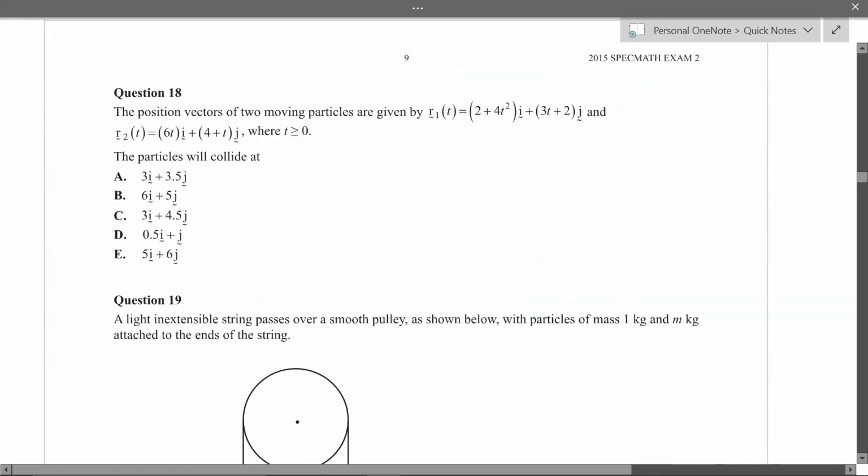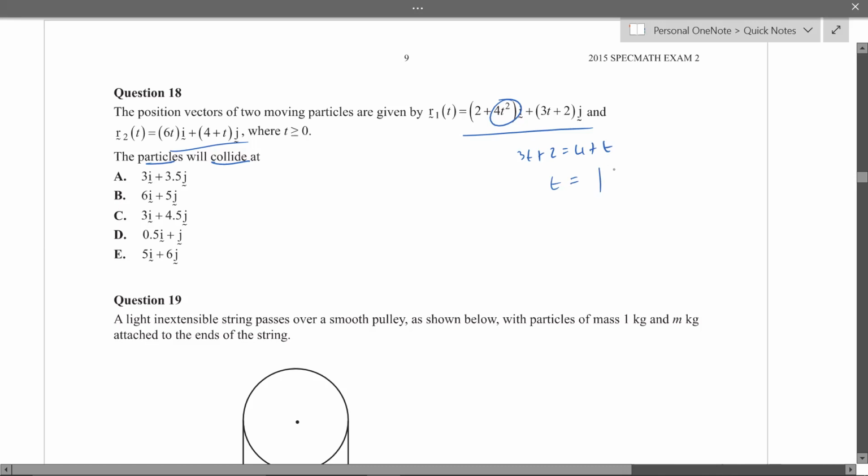So position vectors given, particles will collide. The thing with this question is you check if it says the particles will collide or if the paths will collide. If the particles will collide, you can just equate either component. The easiest component to equate would be the j component, because it's like a squared. So 3t plus 2 equals 4 plus t, and then you just get t equals 1.